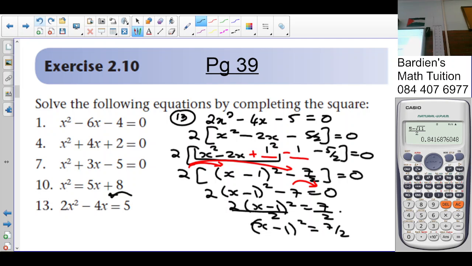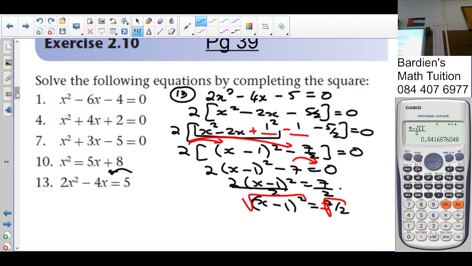Now what? Square root. If I introduce the square root, what must I not forget? Plus minus. So what do we get here? x minus 1 is equal to plus minus the square root of 14 over 2. So put in your calculator the square root of 7 over 2.